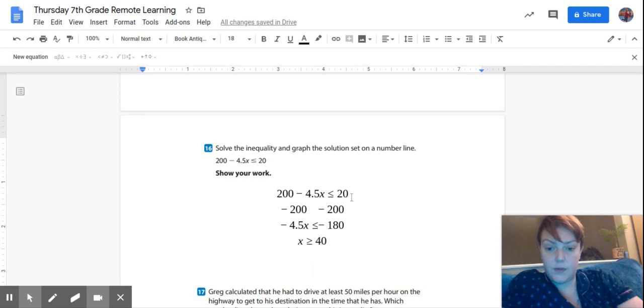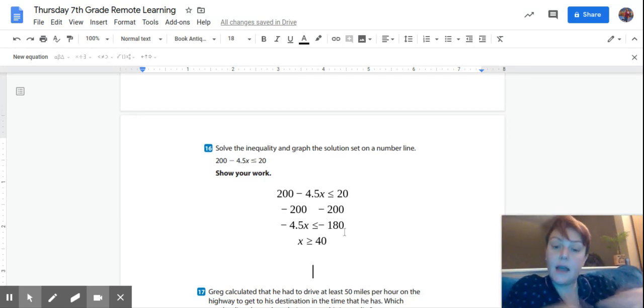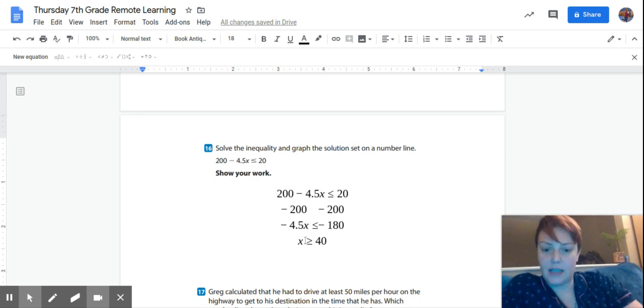So I just retyped out the problem here, and then we subtract 200 from both sides, and we slash these two out, and we get negative 4.5x is less than or equal to negative 180. And then we divide by the coefficient, and I didn't type that in here, but if I did, you would be able to see that there's a negative on the bottom of the fraction, which means we are dividing both sides by a negative number, which means we have to flip that sign, just like we did right here.